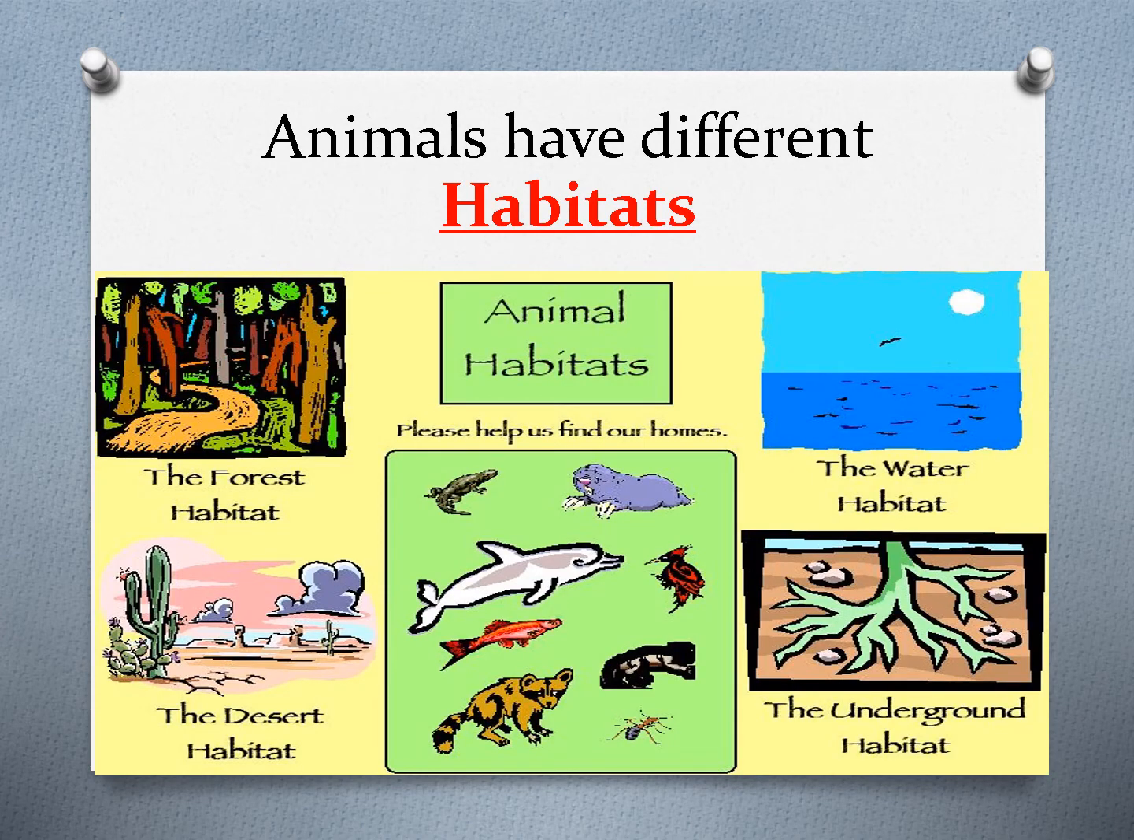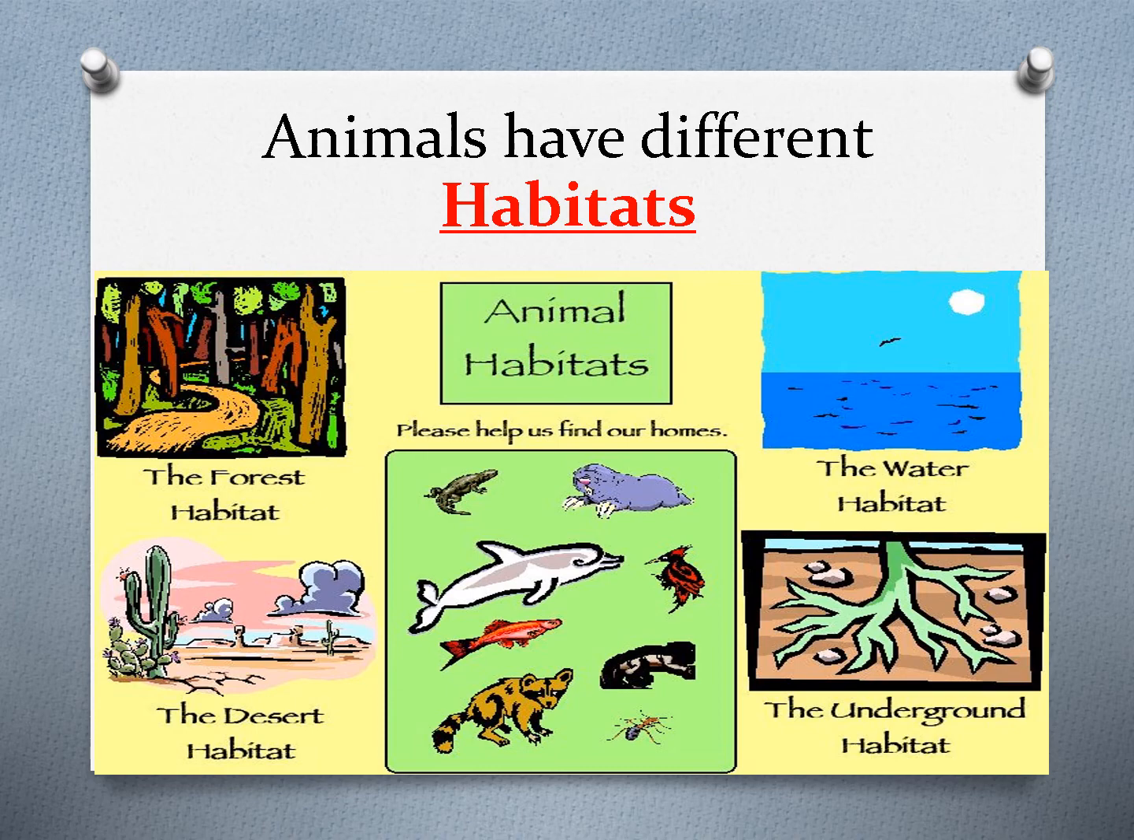Another reason why animals are different from each other is because of their habitat. Okay, different animals live in different habitats. So what is this habitat? Habitat is a place where animals live. This is where they get everything that they need in order to live, in order to survive.